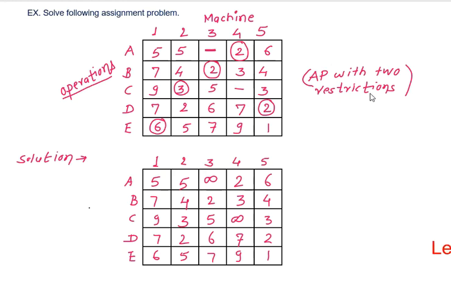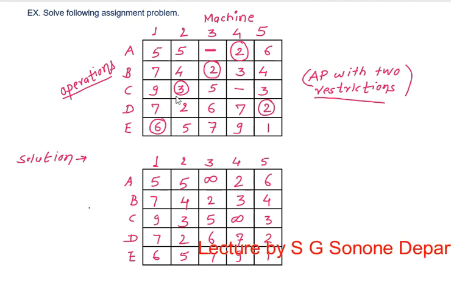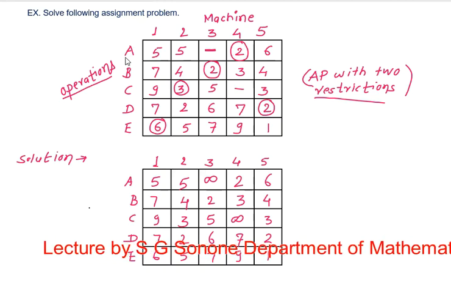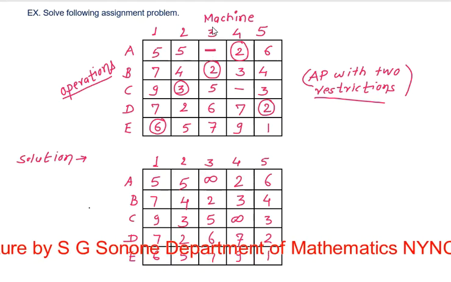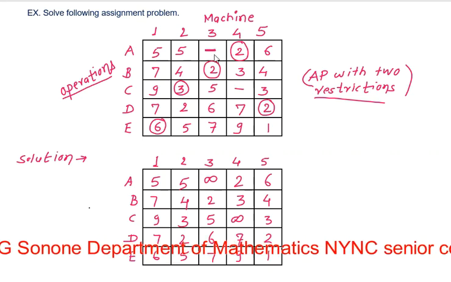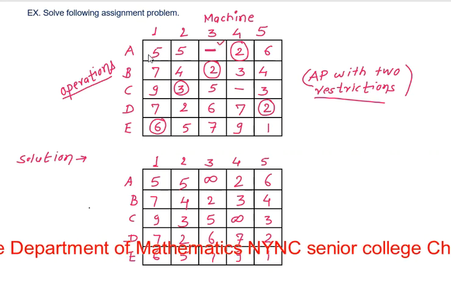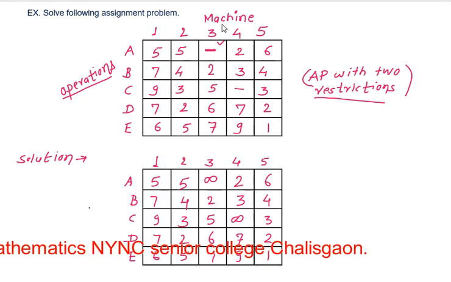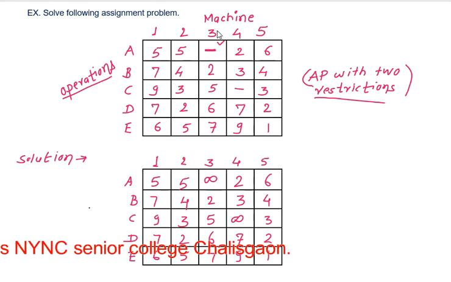Let us solve one more example, assignment problem with restrictions. So this cost matrix is given. Look at the first row. Operation A, we cannot assign to machine number 3 because this cost C13 is not given. So operation A cannot be performed on machine 3.